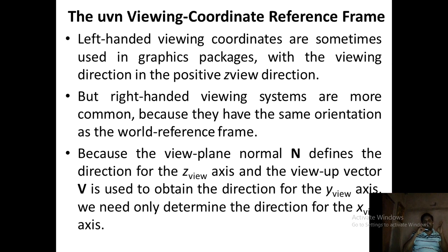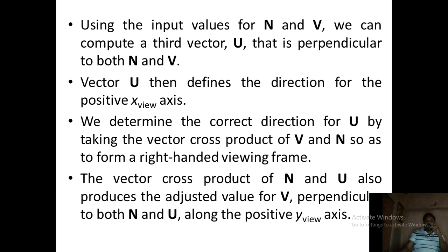We have set the projection plane normal, then the view up vector. Till now we have set only z and y. We don't know the value of x. That's why we have to calculate x, right? Using the input values for n and v, we can compute the third vector u, that is perpendicular to both n and v.